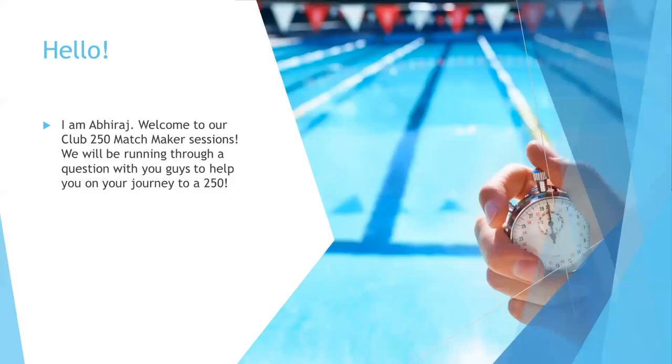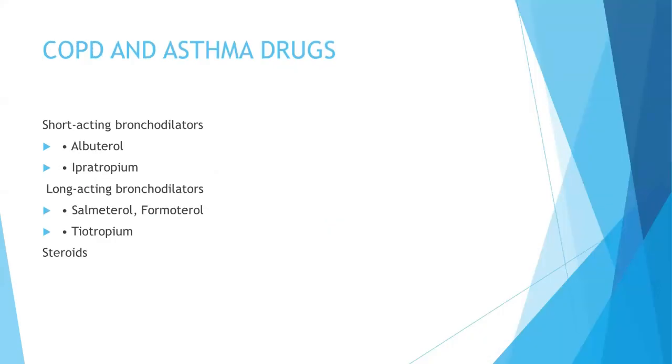Hello everyone, I'm Abhiraz, and in this video we will be discussing respiratory pharmacology, focusing mainly on asthma and COPD treatment. So COPD and asthma drugs generally consist of short-acting bronchodilators, long-acting bronchodilators, and steroids. The short-acting bronchodilators consist of Albuterol and Ipratropium bromide. The long-acting bronchodilators consist of Salmeterol, Formoterol, Tiotropium bromide, and then there are steroids.